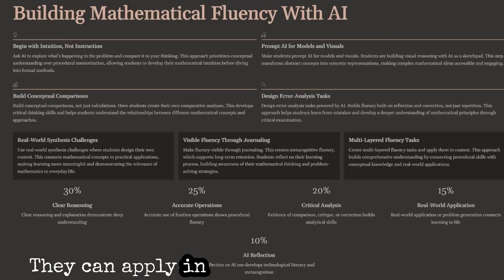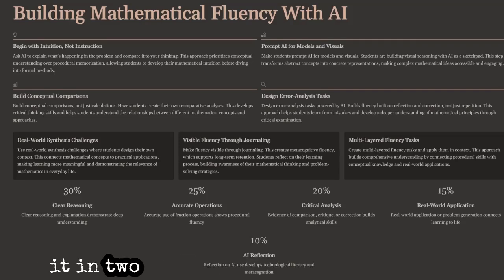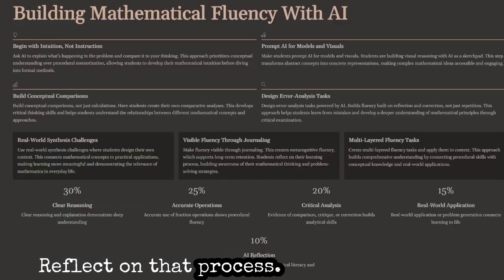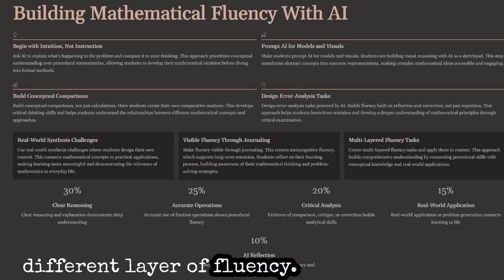They can apply in context, where they're asked to write a word problem using the fraction operation you just practiced. Solve it in 2 ways, with AI and your own steps. Reflect on that process. And they can write out, how did AI support their understanding? Where did they rely on it too much? Each part develops a different layer of fluency.